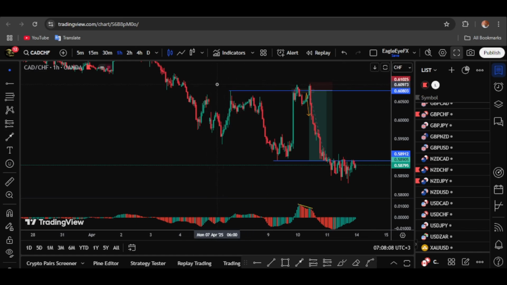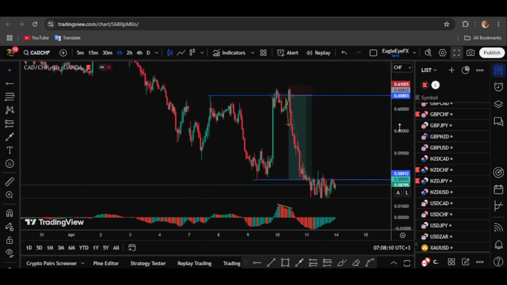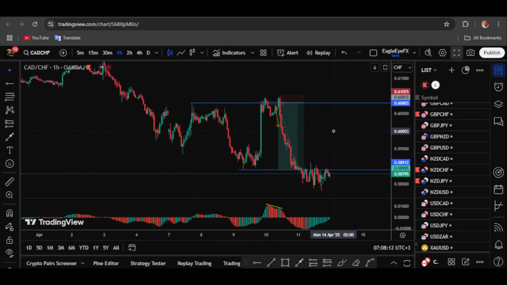So I want to share with you the power of QM patterns, and how to maximize the QM patterns, right? And even how to catch big moves even by using lower time frames.